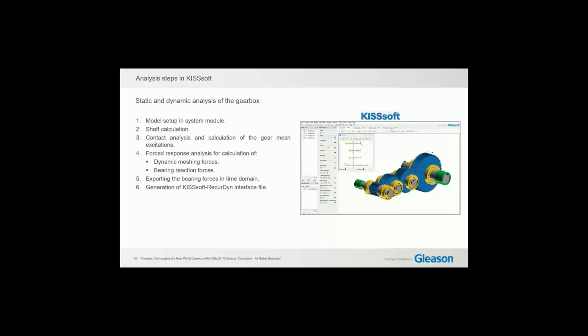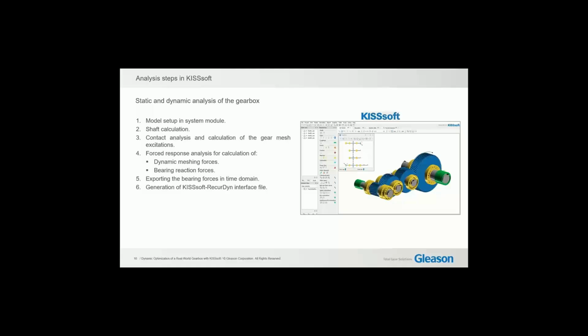In KISSsoft, first we have to do some static analysis, and then we go to the dynamic analysis. So the steps are, as you see here: the model is built in the system module. Then we do the shaft calculations. This step is necessary to get some geometrical information and also the bearing stiffness values. Then we do the contact analysis. This is very important because the results of the contact analysis are used as a source of excitation to the gear meshes, and therefore all outputs of the force response simply depend on the settings of the contact analysis.